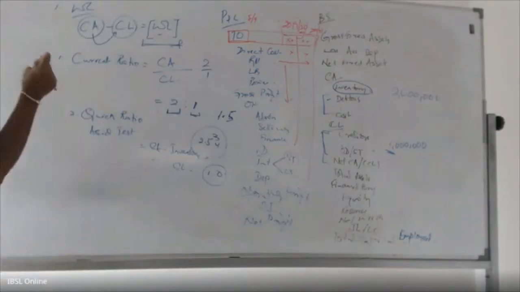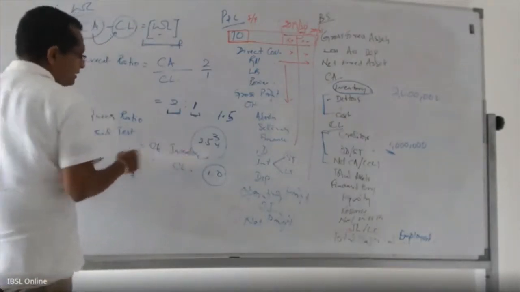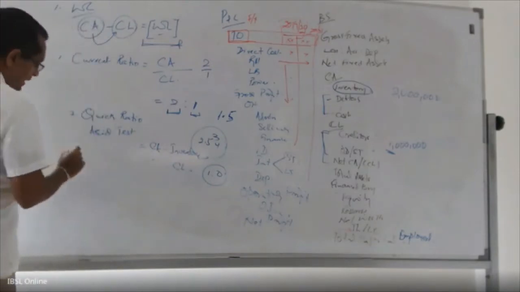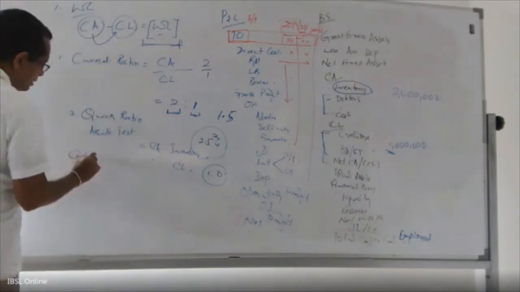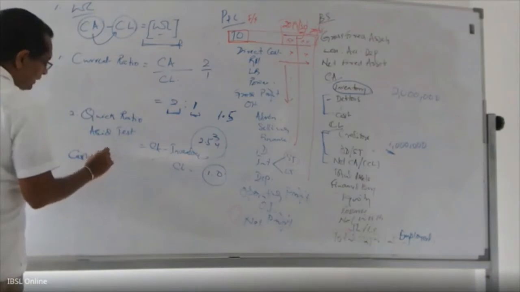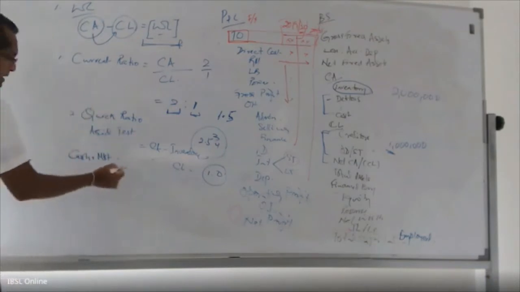Sometimes instead of current assets minus current liabilities, we take cash, marketable securities and notes, and divide by current liabilities.